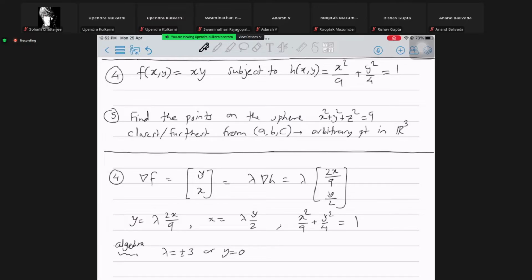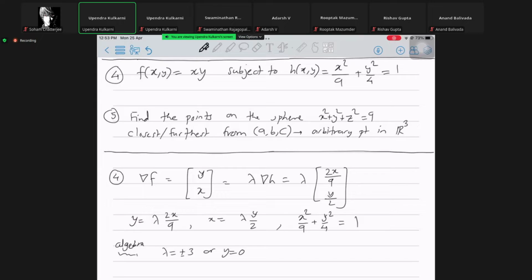I'm sorry, there's something a bit strange over here, right? The third equation. So you see, y equal to 0 is sort of ruled out. Why is y equal to 0 ruled out? Because then x is equal to 0 and it will not lie on the ellipse.